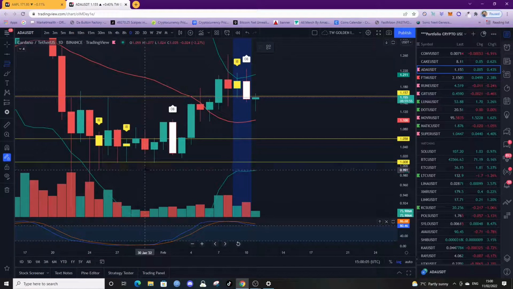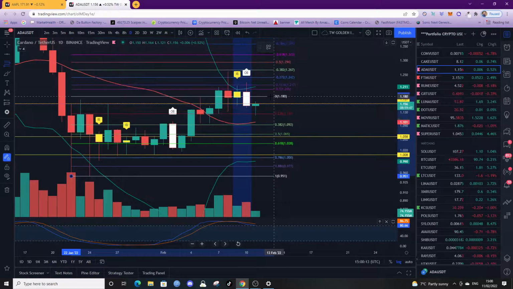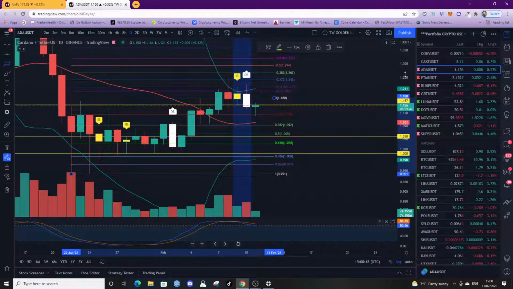Well, you could do an extension from there. So if that was the top, you could measure and go for the second time. And it hits the 38%. And we get this candle here.